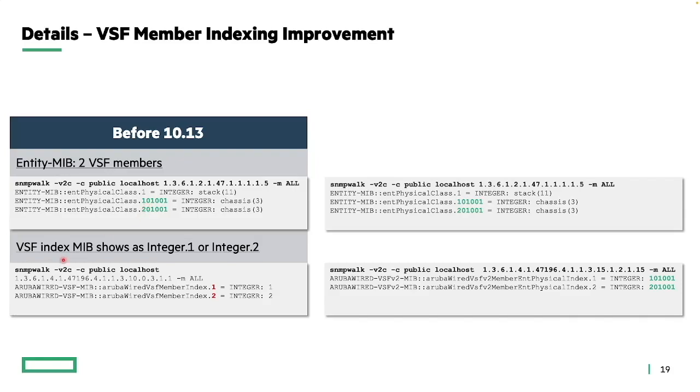VSF index is supposed to be linking those members with this OID. So before 10.13, what was happening? The VSF member indexing was just showing .1 and .2, member 1 and member 2. It was not showing 101001 and 201001, which is supposed to be the case so that it can link or coordinate with the entity MIB, right?